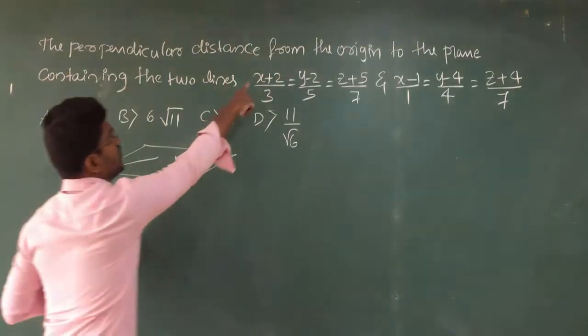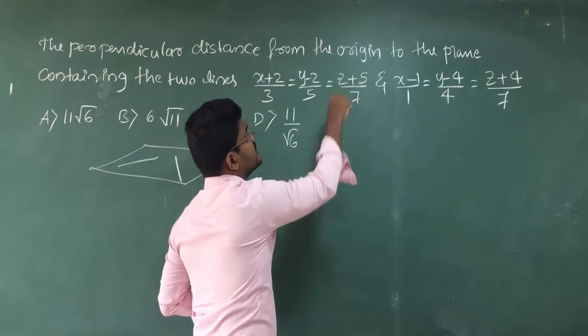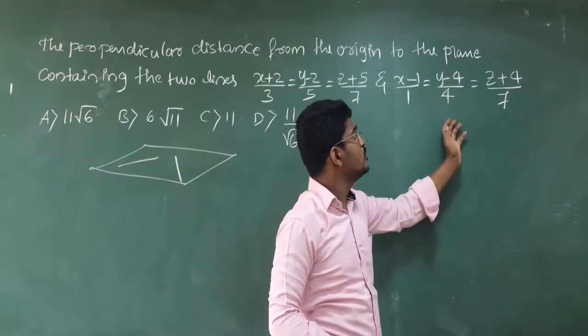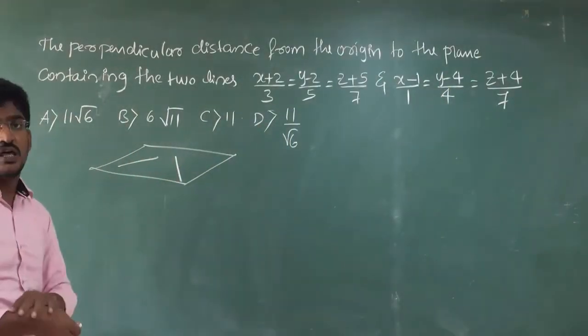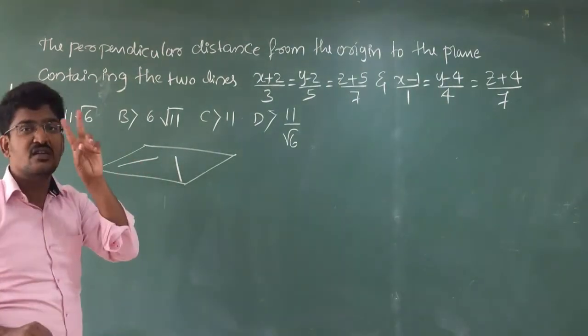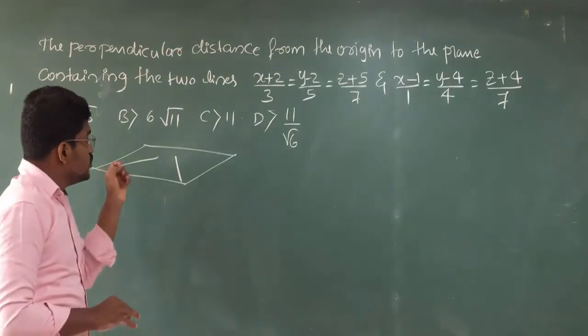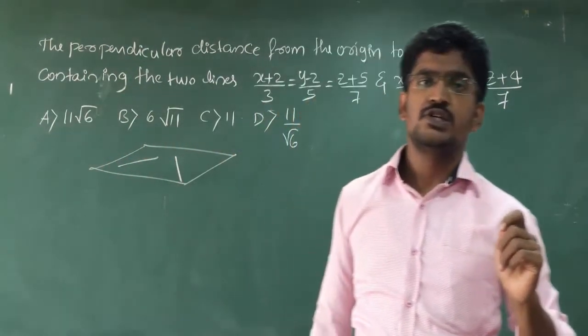The two lines are (x plus 2) by 3 equal to (y minus 2) by 5 equal to (z plus 5) by 7, and (x minus 1) by 1 equal to (y minus 4) by 4 equal to (z plus 4) by 7. So this is the story. Clear? How to simplify this? See, on the plane there are two lines. Using that condition, you have to solve for the perpendicular distance from the origin to the plane.